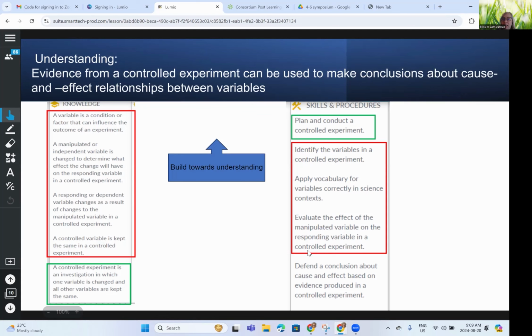What does that look like in the classroom? What does that mean, right? And so if you go to the knowledge statement, it outlines for the students that they need to know what an independent variable is, that it is manipulated. I think this is something we have a big background with in science. But finally, it says defend a conclusion based on cause and effect produced in a controlled experiment. So that goes back up to this skill and procedure that we're going to have our students do, and goes to the understanding statement. I might have repeated this. I'm not sure.